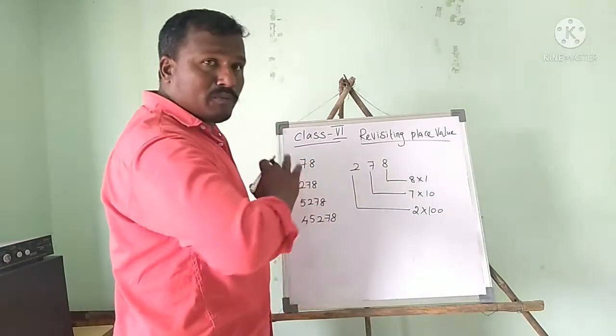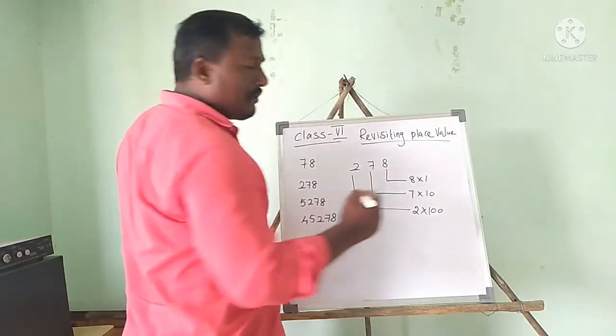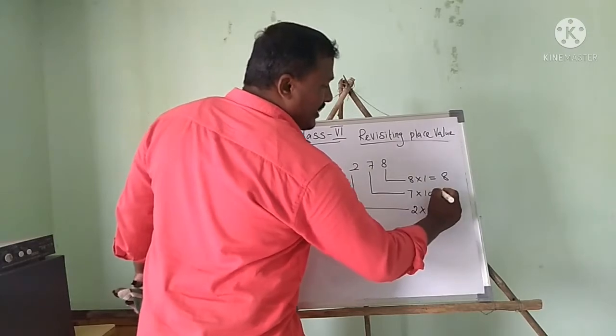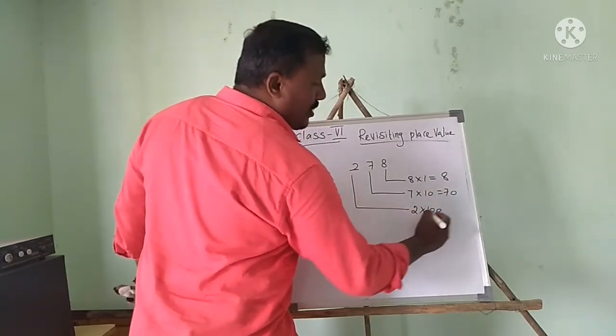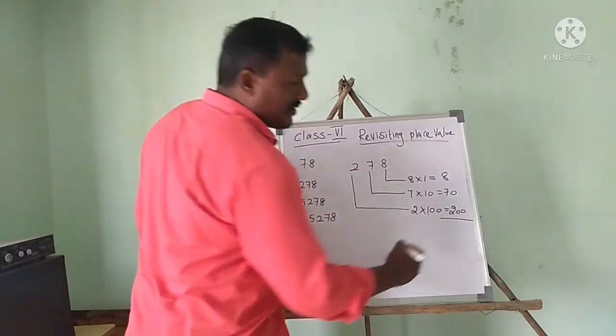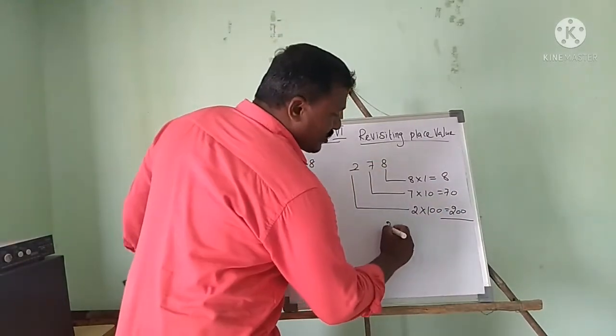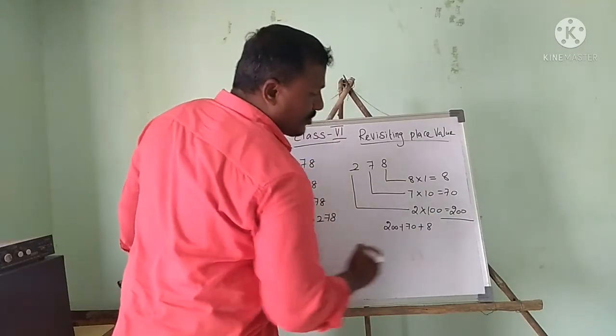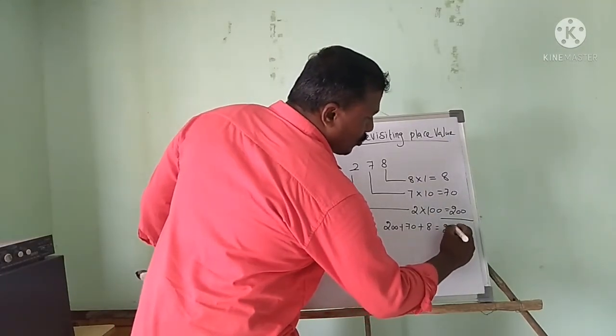Now you have to multiply. You know the multiplication table very well because you are in 6th standard. So 8 ones is equal to 8, 7 tens is equal to 70, then 2 hundreds is equal to 200. Then you add. How can you add? Like this, 200 plus 70 plus 8. So you will get 278.